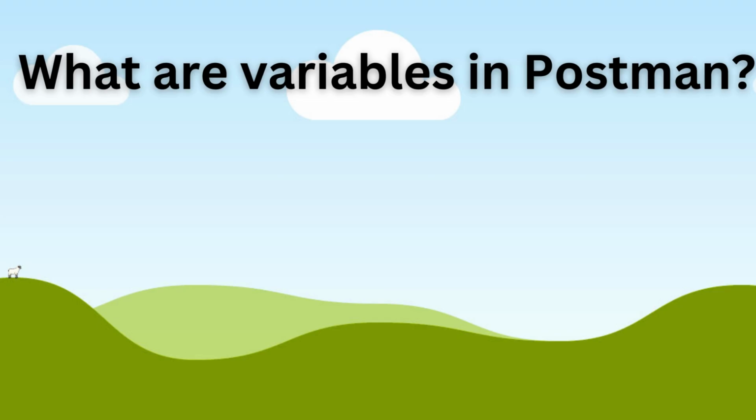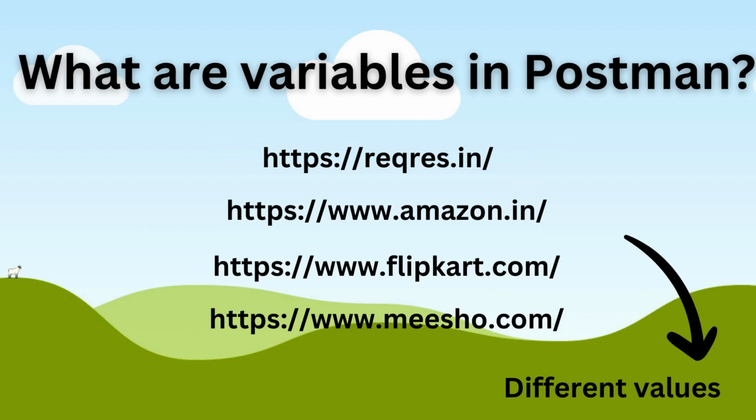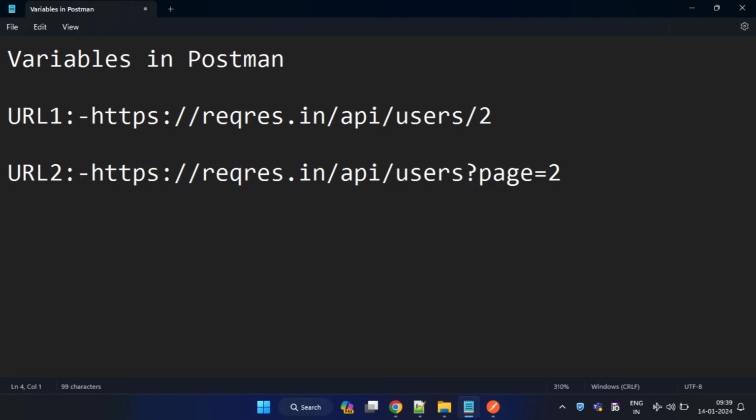What are variables in Postman? We use variables in Postman to store different values. For example, just as we use variables in programming to store various values, we apply the same concept in Postman. Let's understand this with an example.